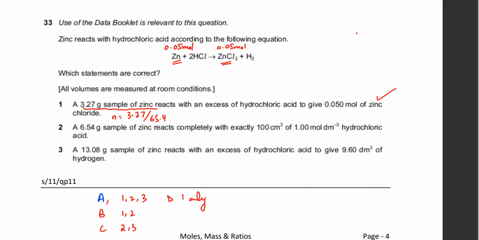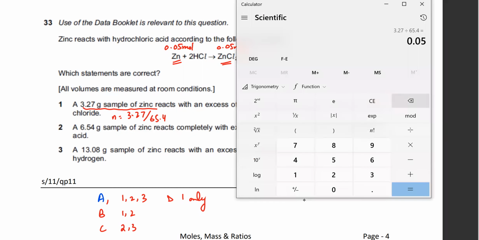Is this clear? Amna, Mars, is this clear about the first statement? Yes. So the second one states that you've got 6.54 grams of zinc. Quickly find the moles. How many moles you got? You got 6.54, divide that by 65.4, and you're going to get 0.1 moles.